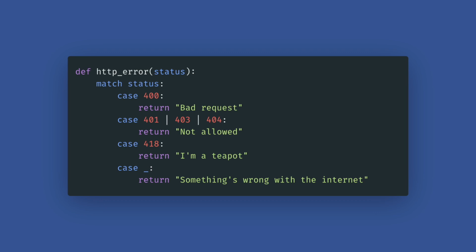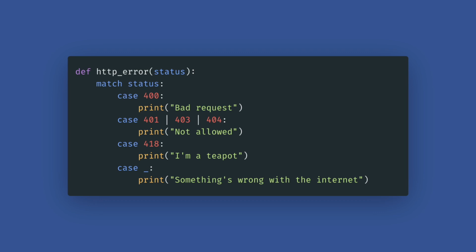Compared to other programming languages, it is important to note that here we don't fall through all cases. For example, the value 400 here prints only bad request. In other languages, like C++, this would then fall through all cases and also print all other statements, unless we use a break statement, but we don't need this here in Python.